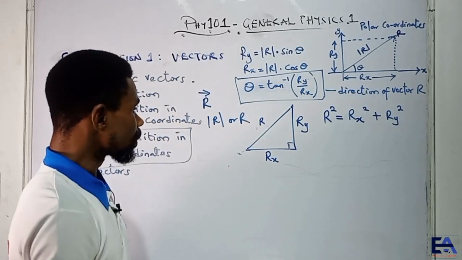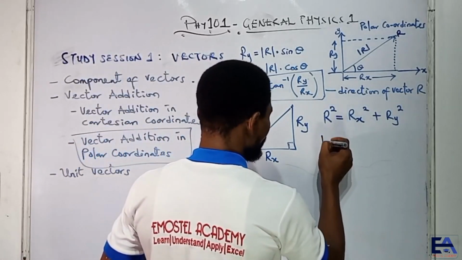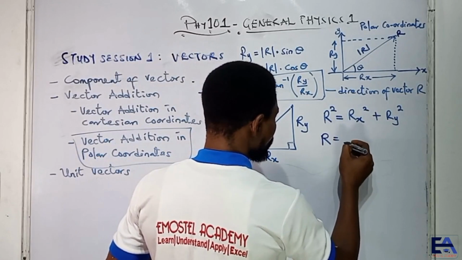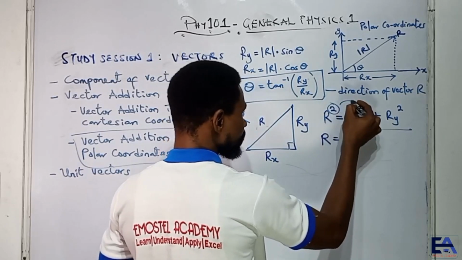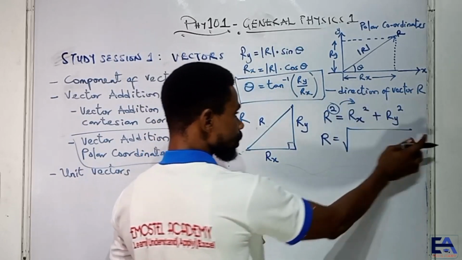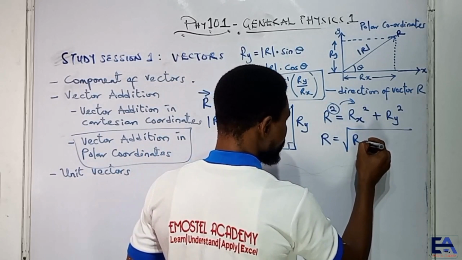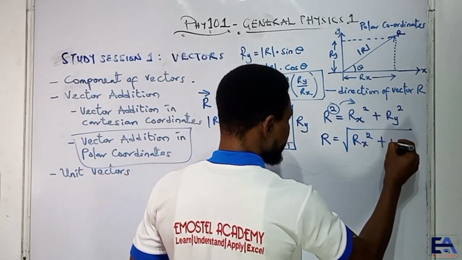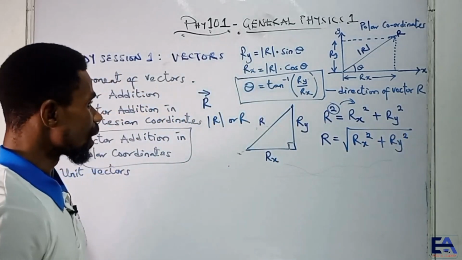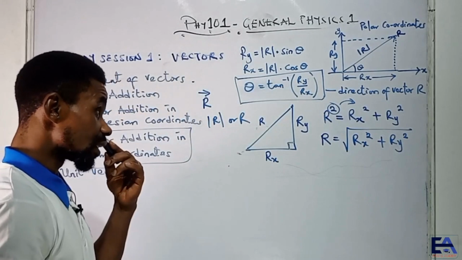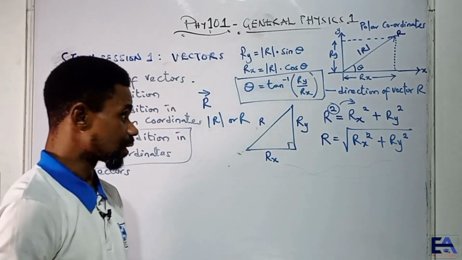Now, which means that the magnitude of the vector is going to be equal to the square root, because this square, by the time it goes to the other side, becomes a square root over Rx squared and Ry squared.